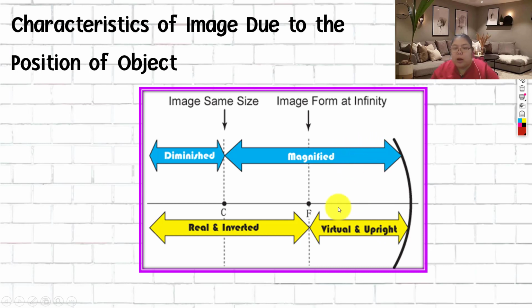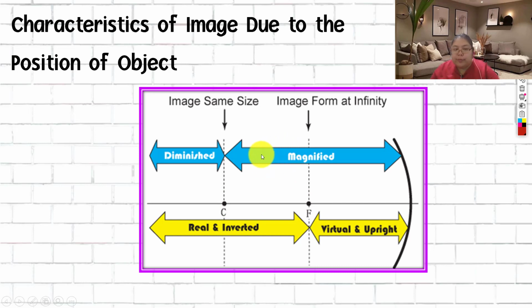Now I move my object after F. After F, that means your image becomes real and inverted. Real and inverted is a partner. Between F and C, if your object is located between F and C, the image is magnified.